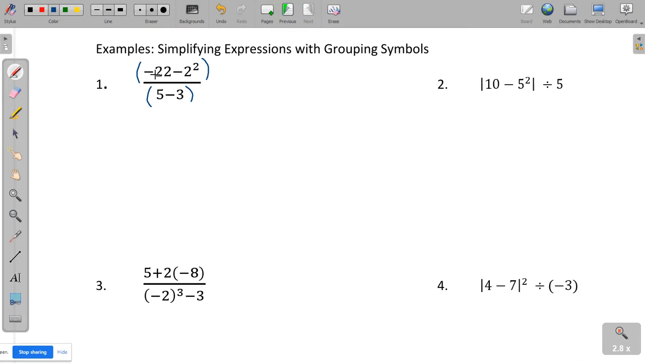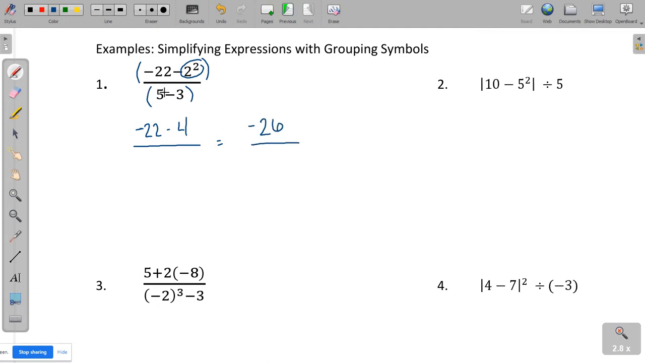So first thing we need to do here is simplify 2 squared. And 2 squared is 4. Bring down everything else for the numerator as it is. Then negative 22 minus 4 gives us negative 26.